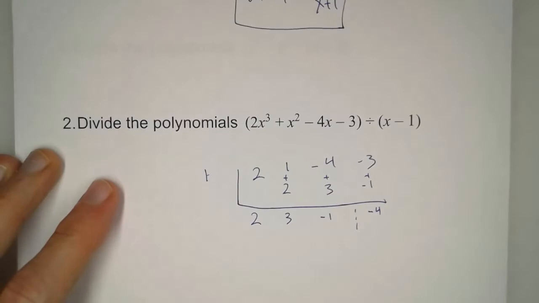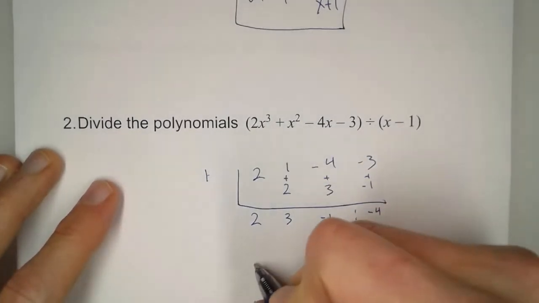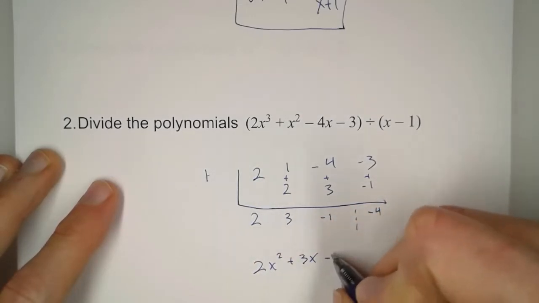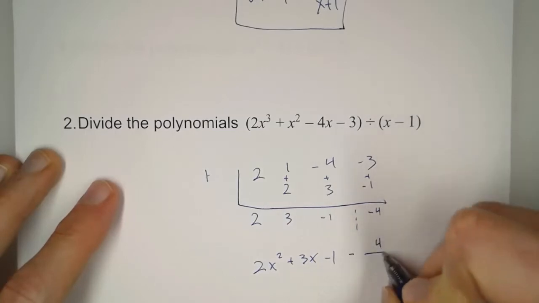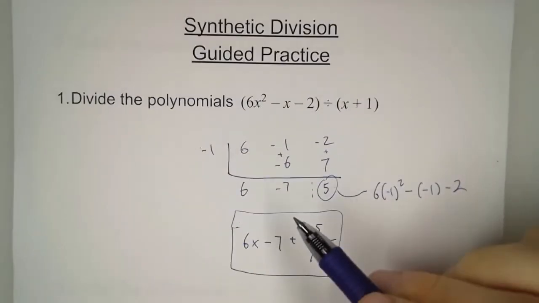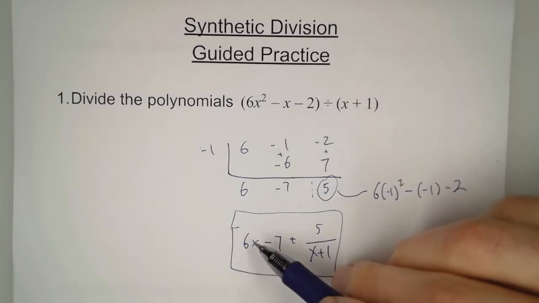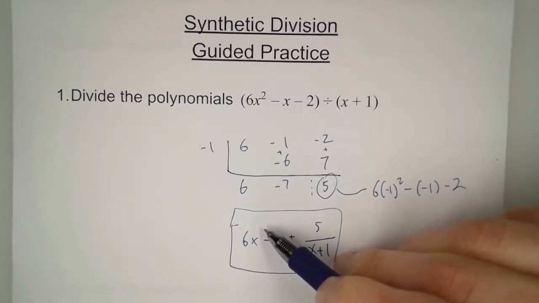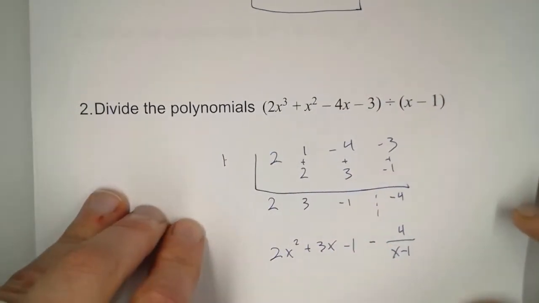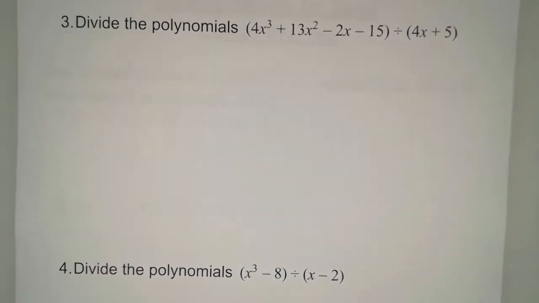And that's our remainder. And so notice that we started with cubed here, but our answer is going to be 1 power less. 2x squared plus 3x minus 1 minus 4 over x minus 1. Just like up here in the first one, we started with a square, and when we divide by a linear, we're left with a linear, a first degree. So when you do synthetic division, your answer is always going to be 1 degree less than what you started with. Okay. On to the next one.